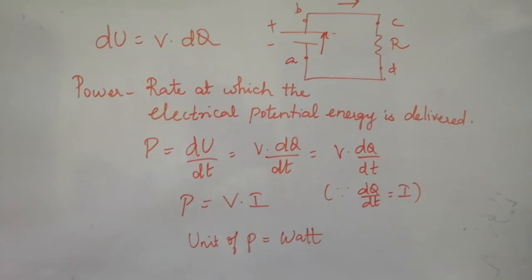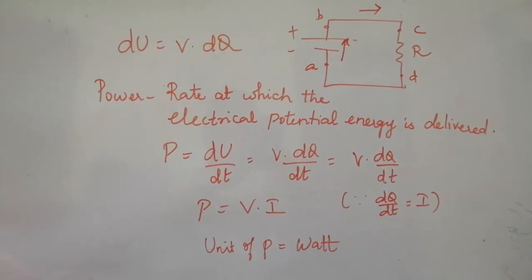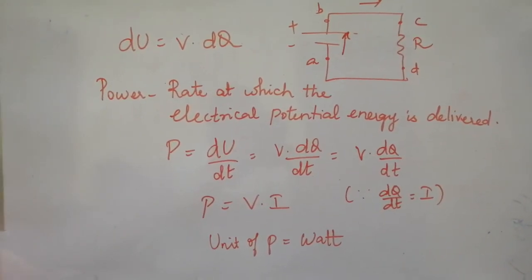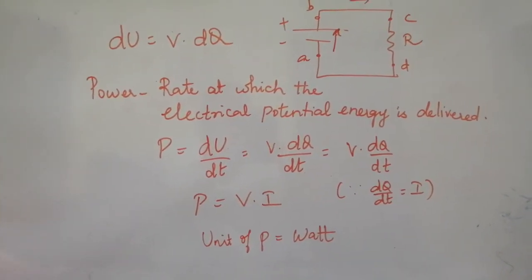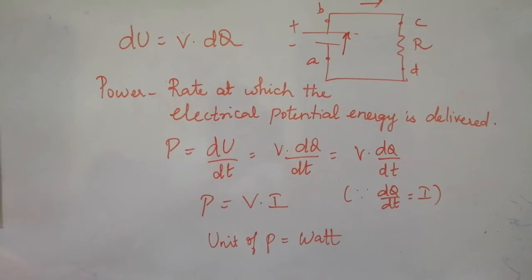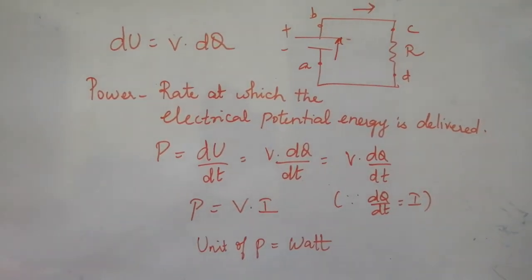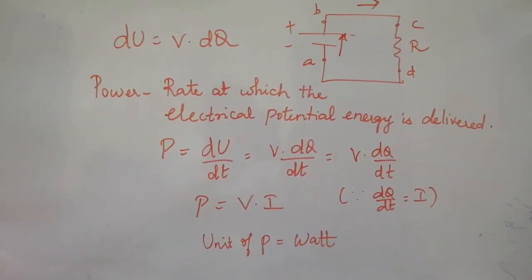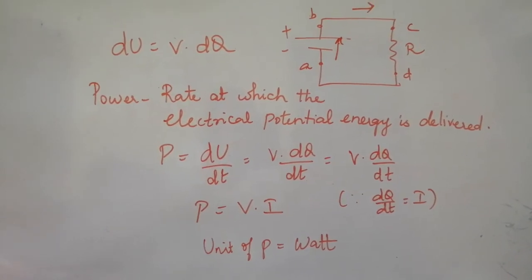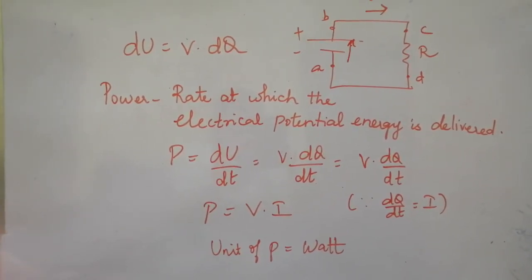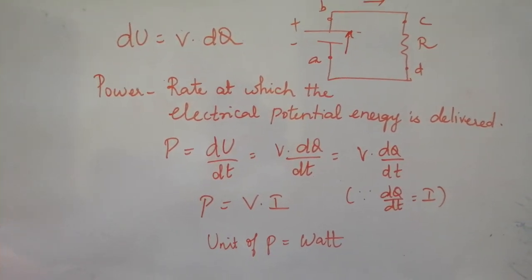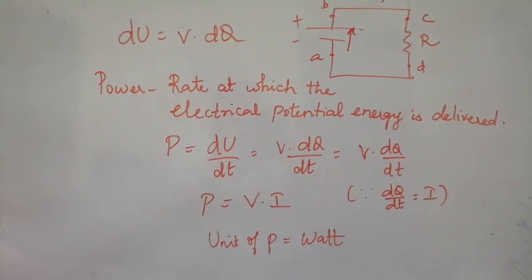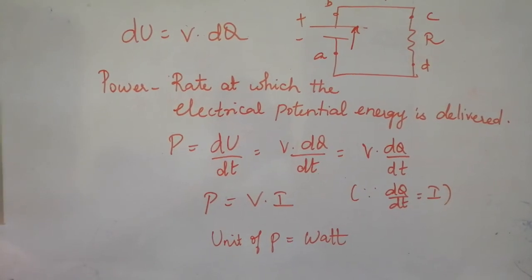The ability of a device to deliver potential energy differs for different devices. In any electrical bulbs or devices, they mention the power in wattage for that particular device: a 60 watt bulb, a 40 watt bulb. You would have come across these terms, right? It defines the electrical potential energy delivering capacity of that particular device.